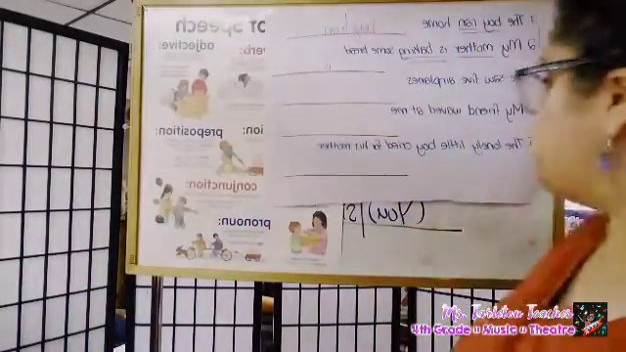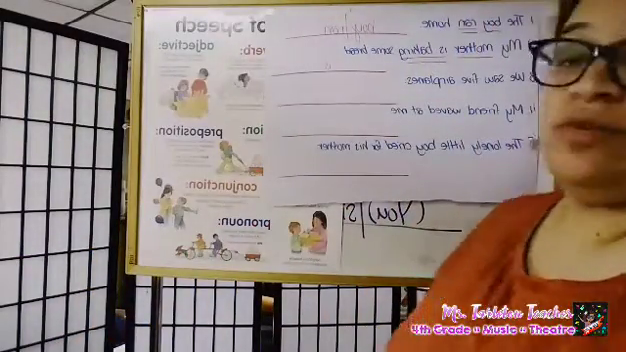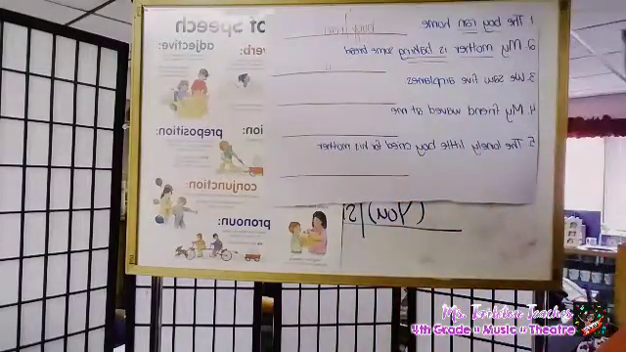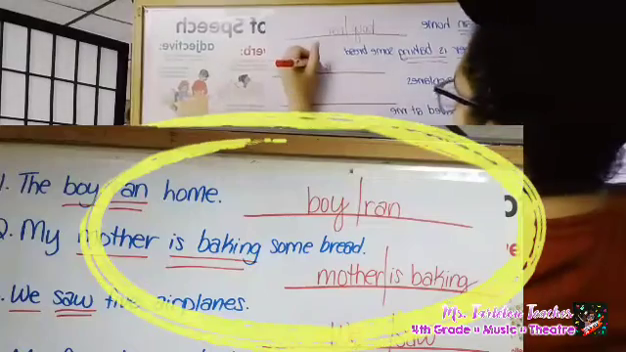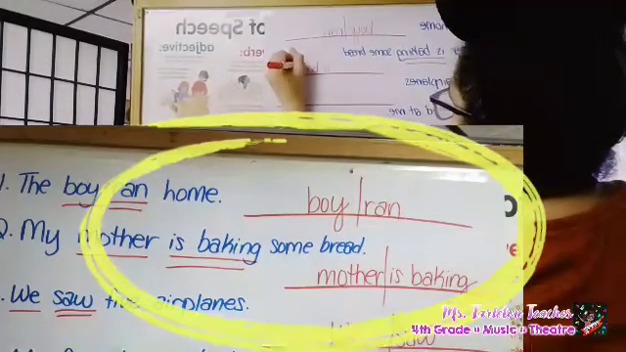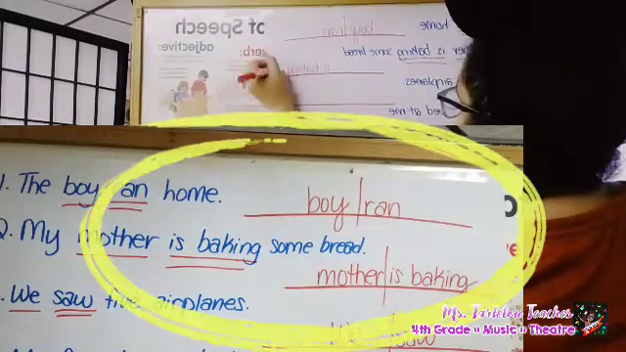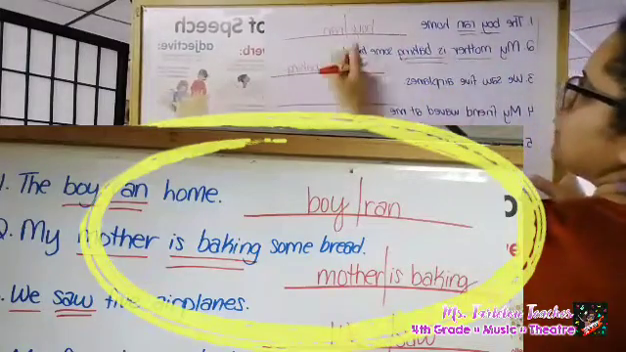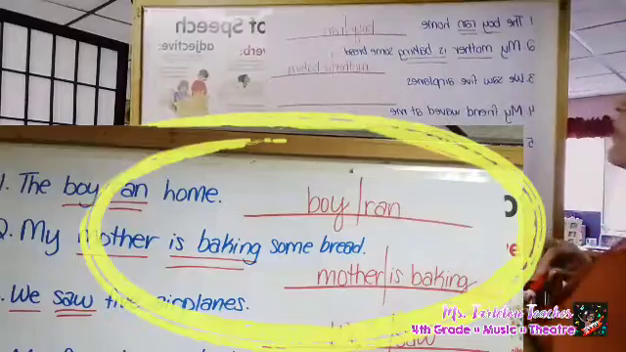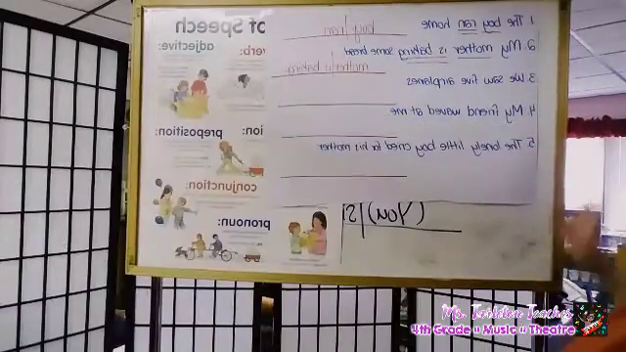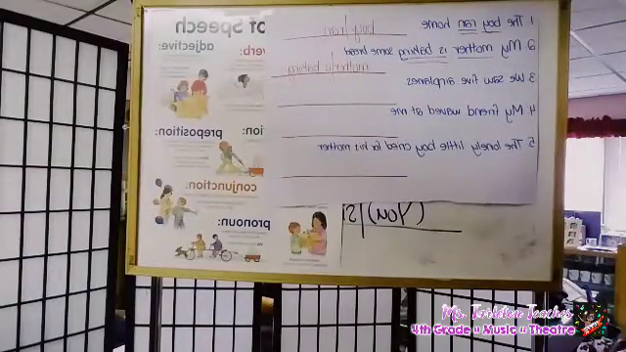Okay, and for number 2 on Think B. My mother is baking some bread. So is baking is my verb phrase. I'm going to write that to the right here. Is baking. Draw a vertical line. And who is baking? Mother is baking. Awesome. Mini sentences again.